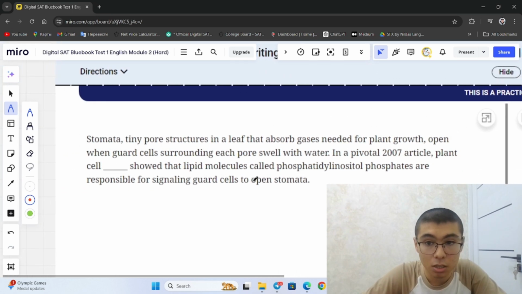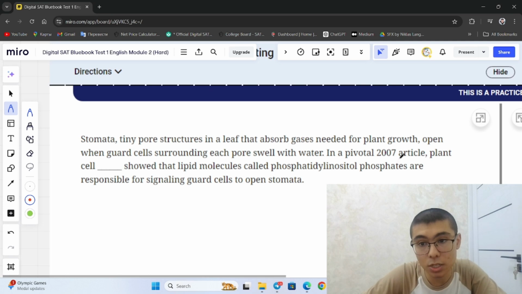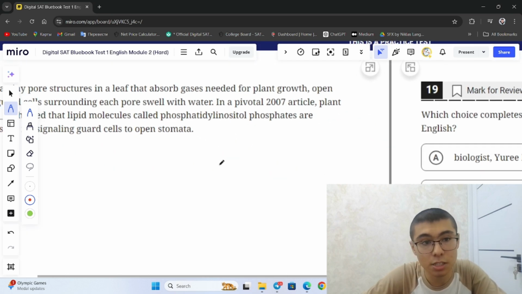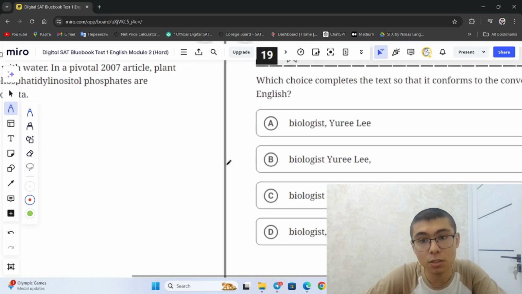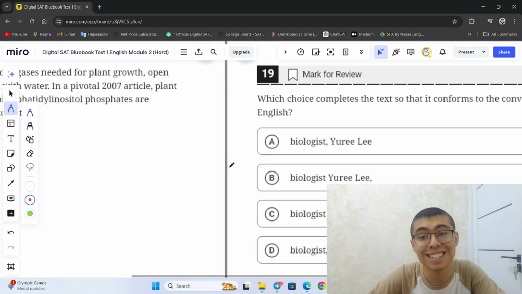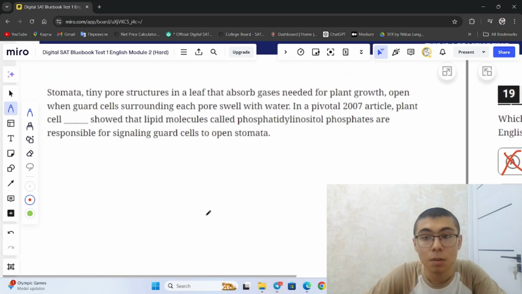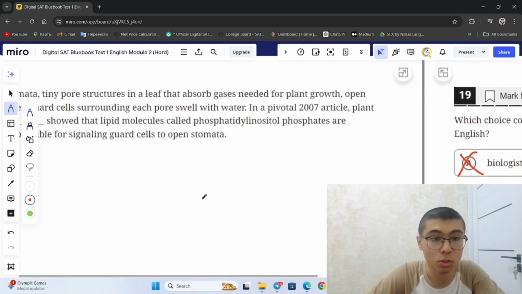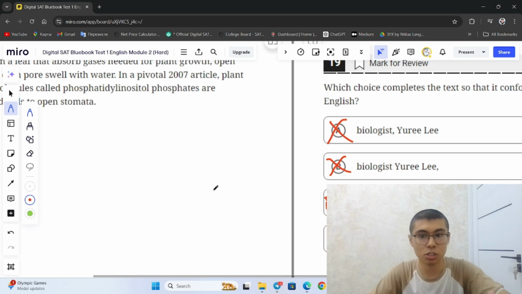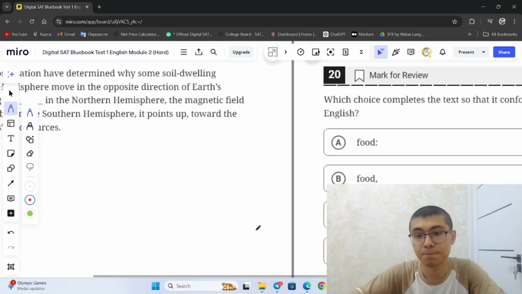Okay. So in a 2007 article, plant cell biologists showed. So the name of a biologist is essential. So C is correct. Literally. B is grammatically incorrect. A is grammatically incorrect. But if you chose D, it would mean plant cell biologists showed. But I mean, which biologist? We don't really know because the name of a biologist is really essential. So let's move on. 20.